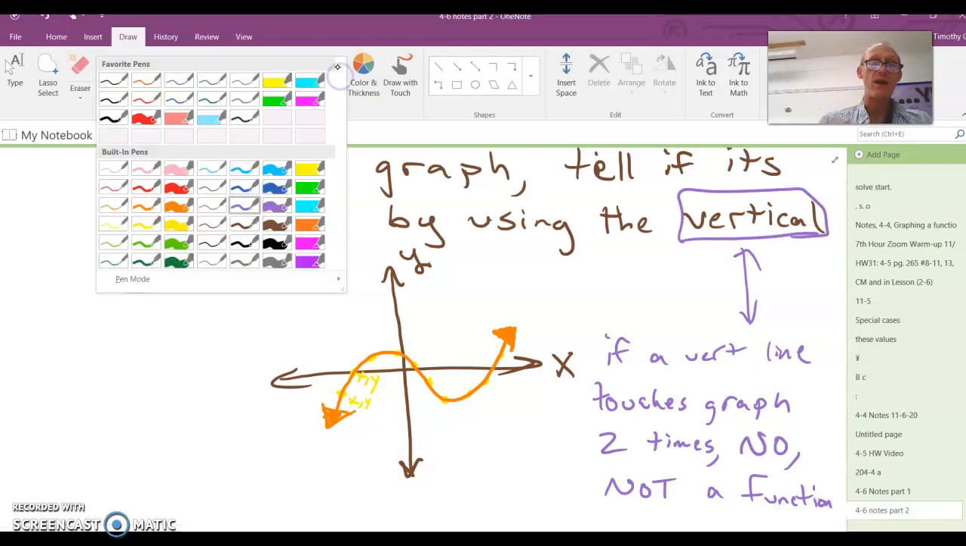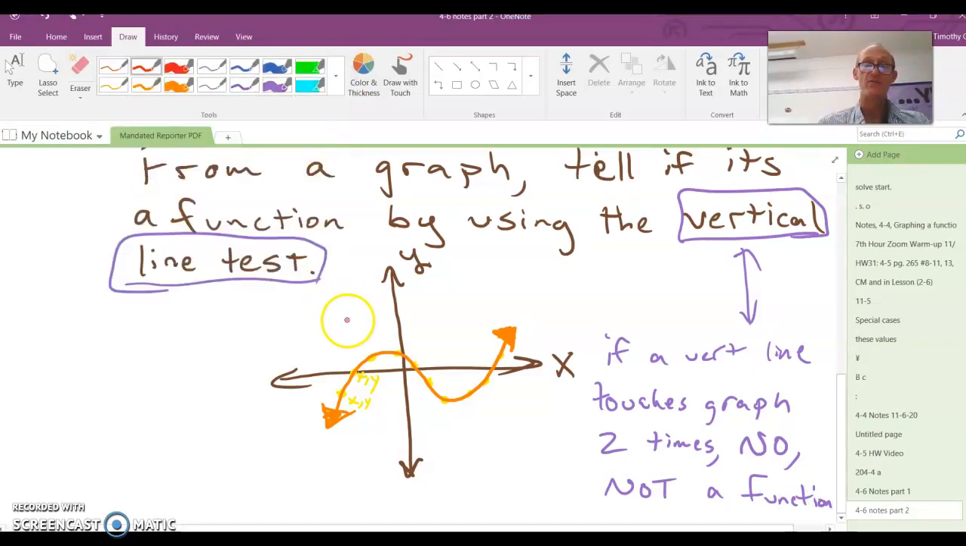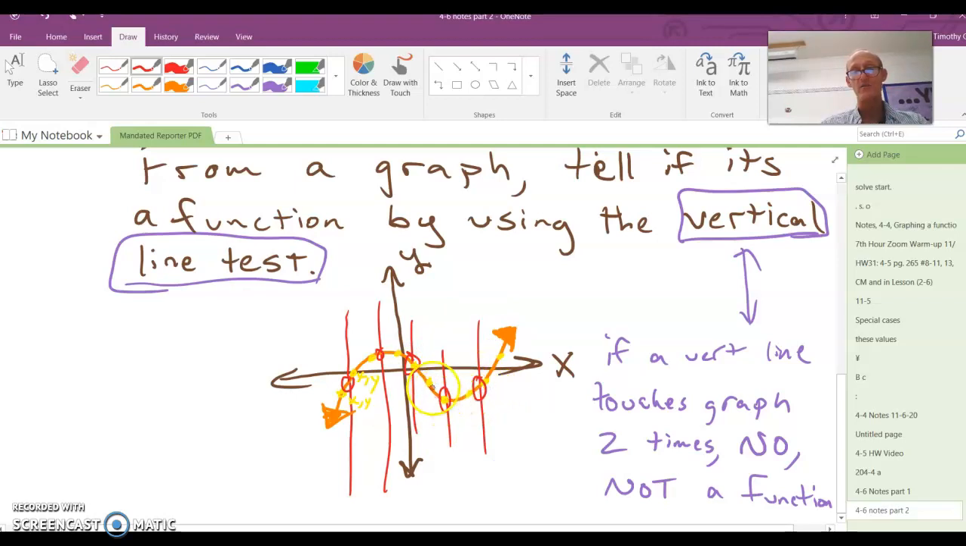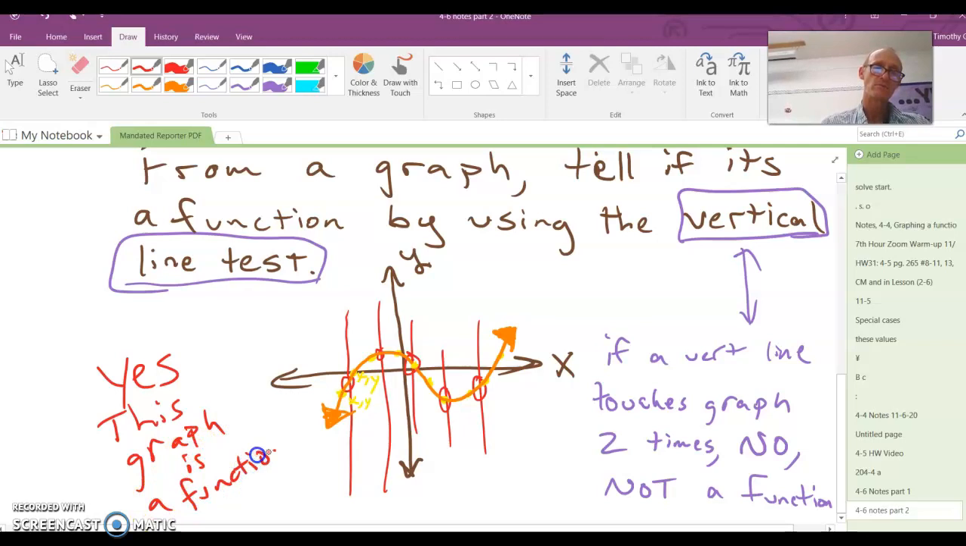So let's look at this graph and see if it passes the vertical line test. I'm going to draw a vertical line. Does it touch? It only touches once. It only touches once, every time. So what that means is there's one x, and all the x's are different for the y's. Okay? So yes, this graph is a function. All right, that's the vertical line test.